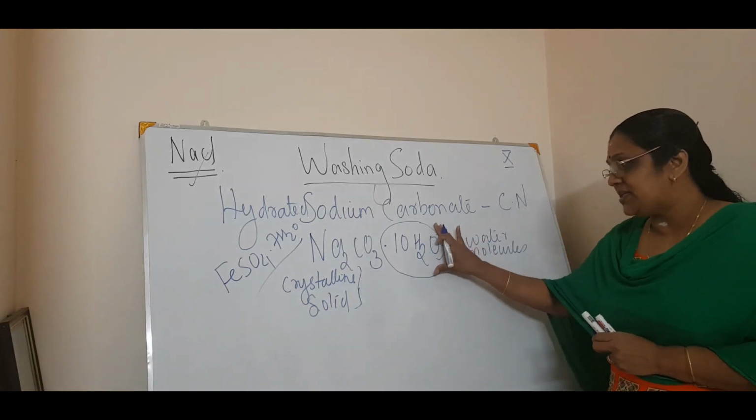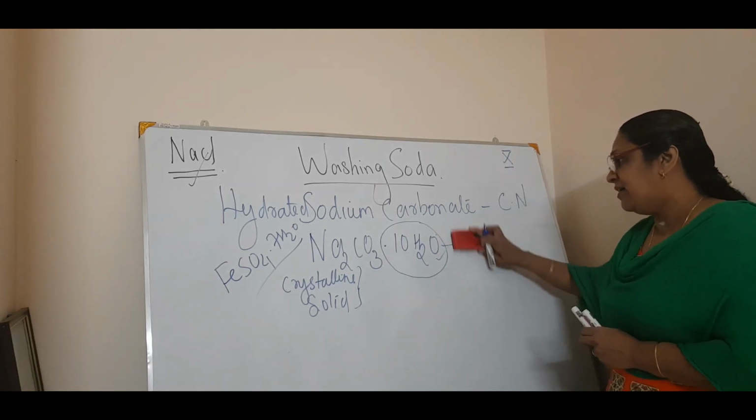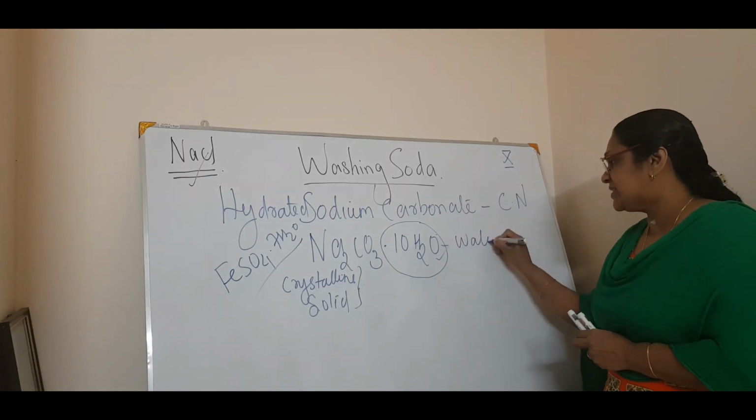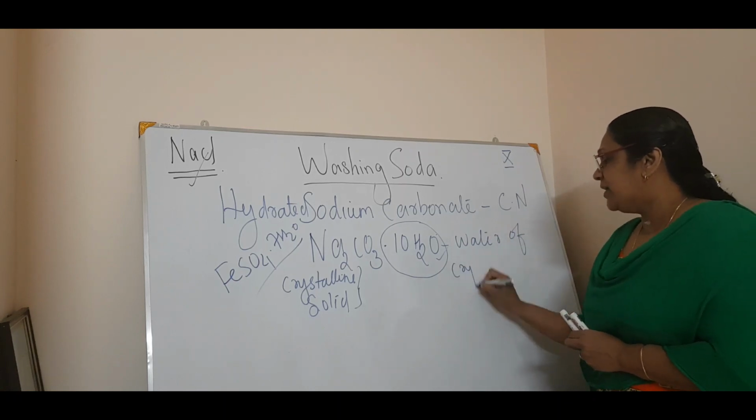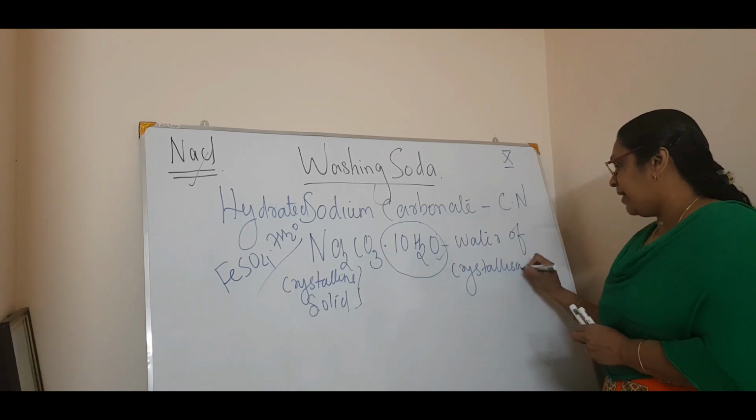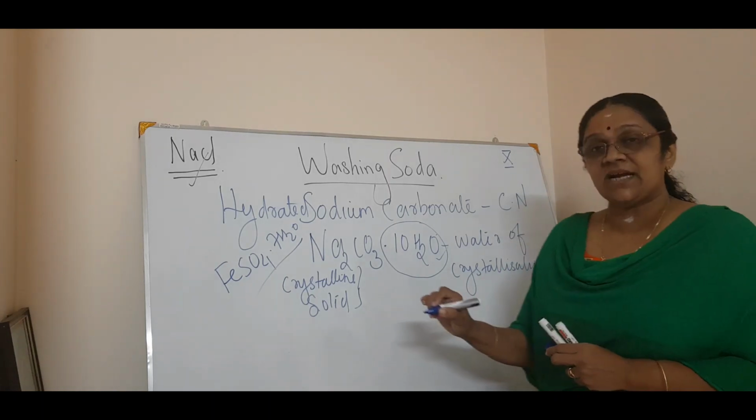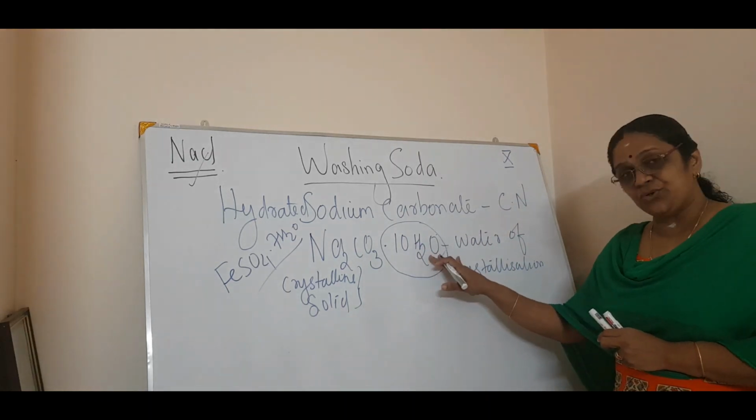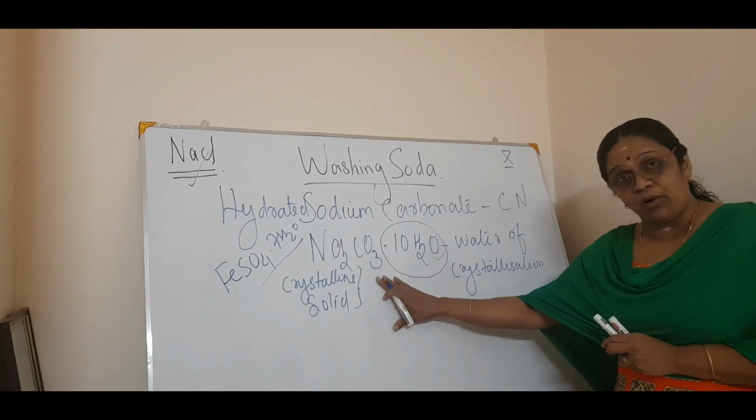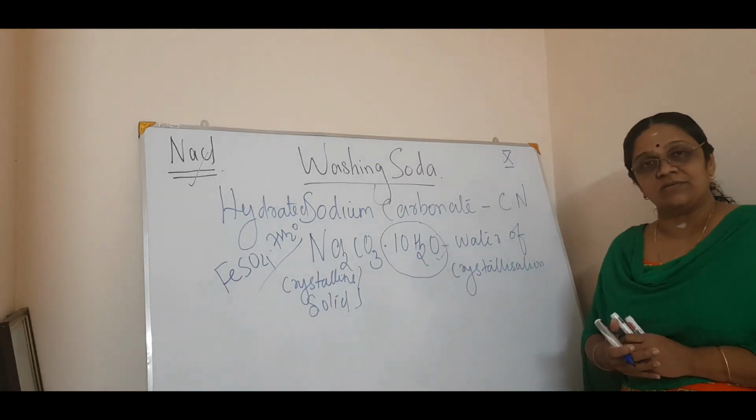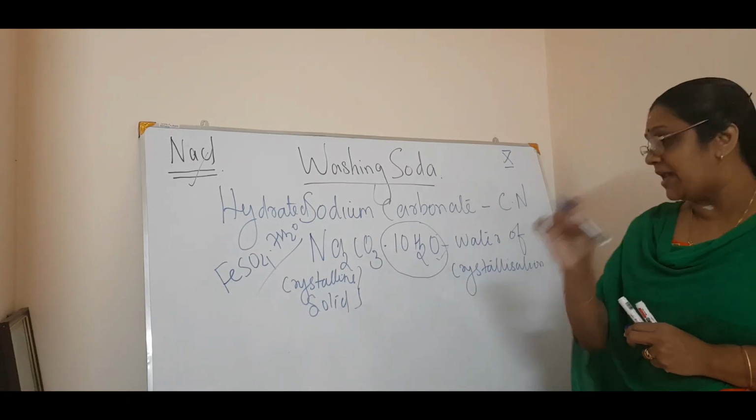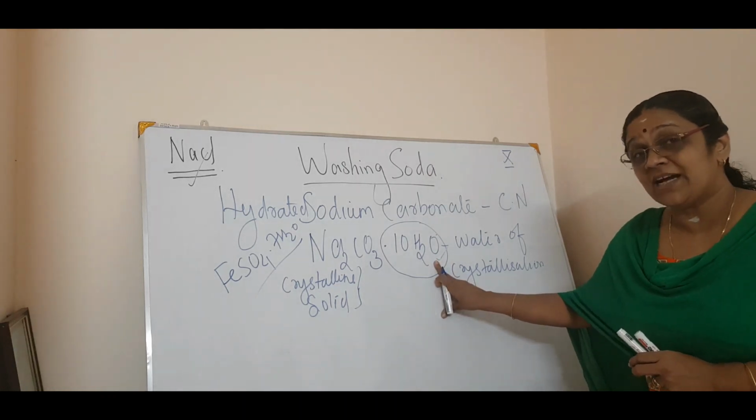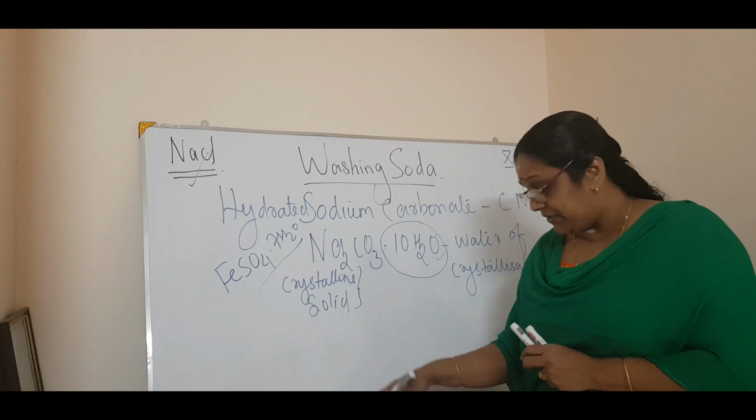So for these 10 water molecules, there is a name. We will be studying that shortly. That is called water of crystallization. What is it? Water of crystallization. After washing soda, we will study what this water of crystallization is. Just remember this dot 10H2O means this compound has 10 molecules of water. Now you will get an idea when I say water of crystallization, isn't it? This water will be in the form of a crystal. We will see that shortly.